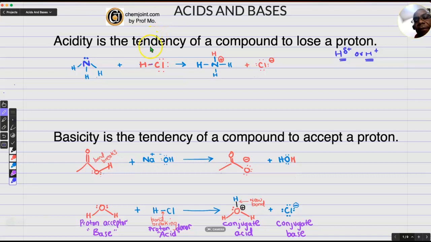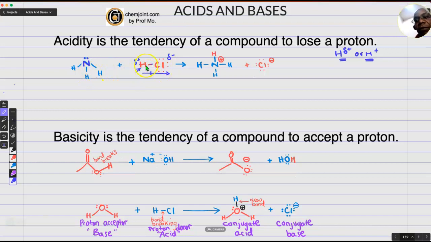What is acidity? Acidity is a tendency of a compound to lose a proton. A proton could be partially positively charged or fully positively charged, meaning it's electron deficient. If I look at HCl here in this reaction between ammonia and HCl, I know that the chlorine is more electronegative than hydrogen. Dipole moments will point towards chlorine, meaning chlorine will have more electron density. Hydrogen will have less electron density. That's a proton right there.